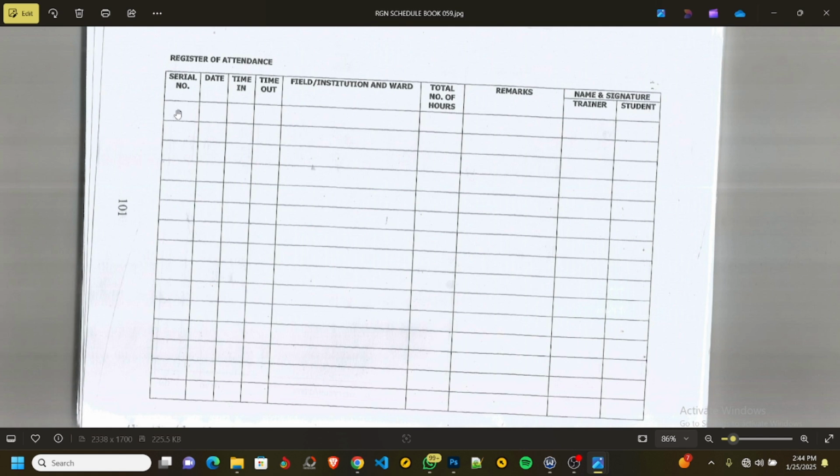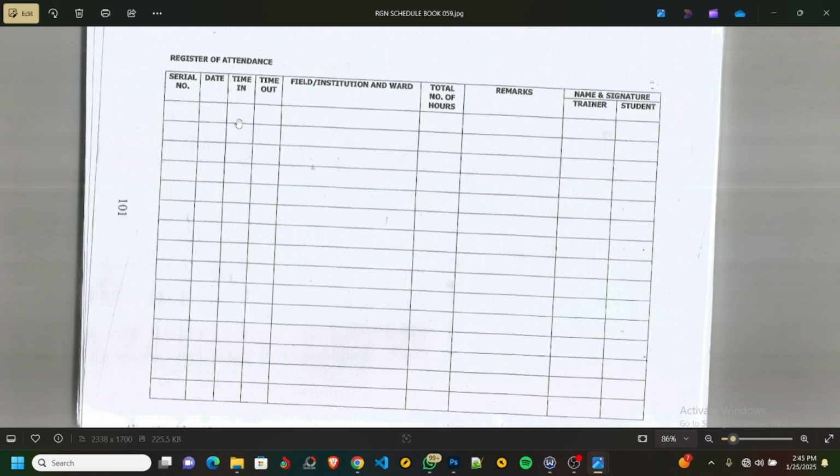Now, for serial number 1 here, you write 1. The date, when you were sent to the medical ward, you indicate that particular date. And in the medical ward too, they will draw a schedule for you, is that not it? So when they draw that schedule, if you are to be there for 1 week, each day you would have a schedule. Either you go for morning shift, afternoon, or any of them, depending on how the schedule is drawn. So you indicate that particular day, your first day of attendance per your schedule. So if it is today, 25th January 2025, you write it here.